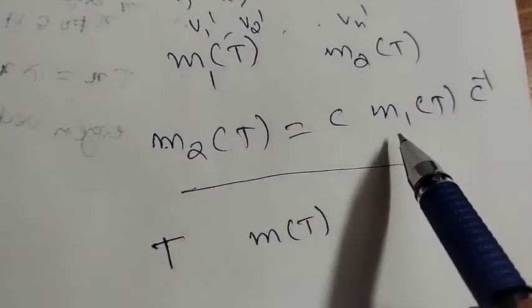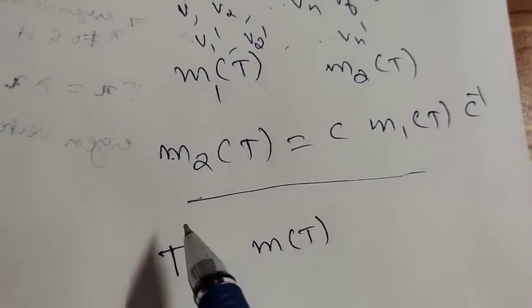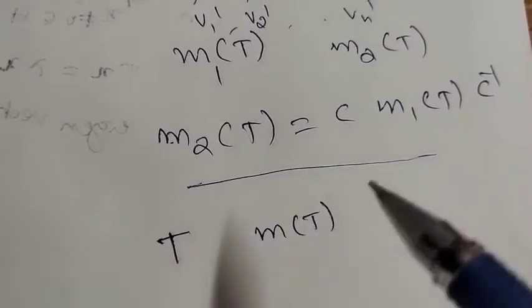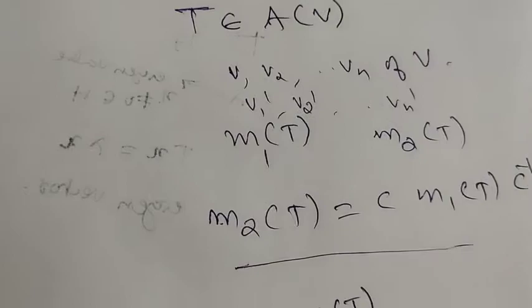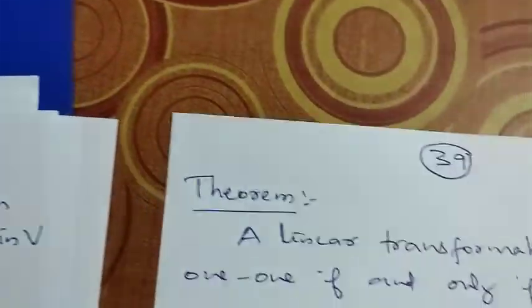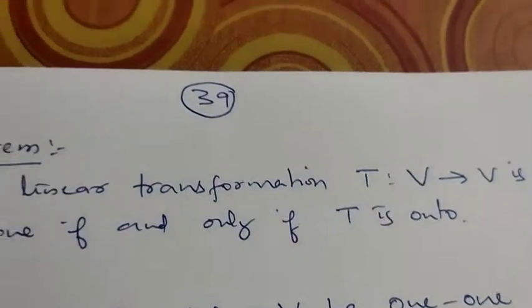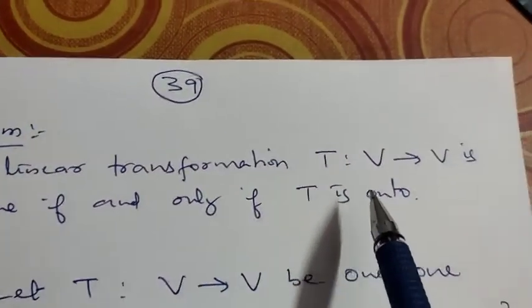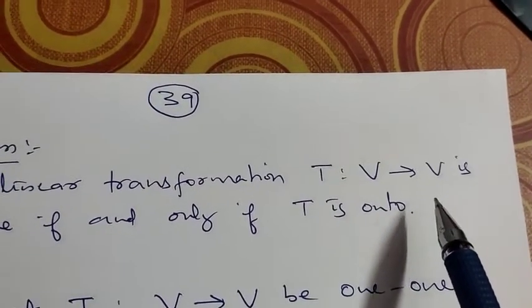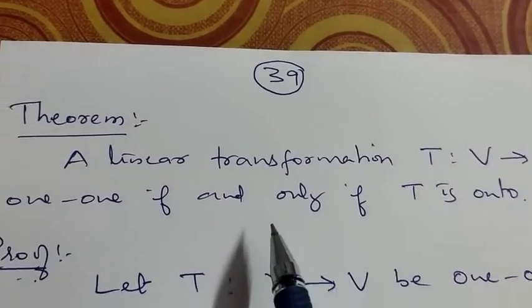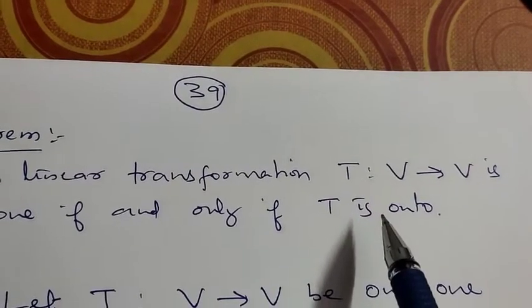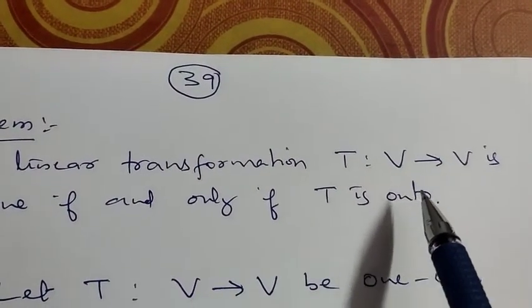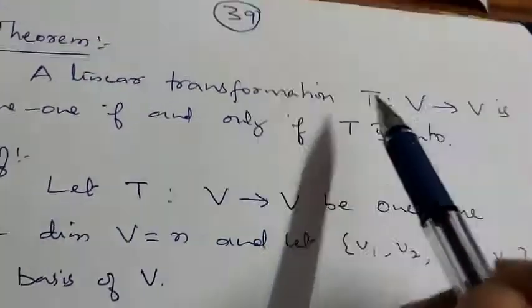Before continuing on this topic, let us prove a few results which we have left from the last class. So first let us take up one result. Suppose we have a linear transformation T from V to V. Then this linear transformation is 1-1 if and only if it is onto. This result we have already used. So the transformation T is 1-1 if and only if T is onto.